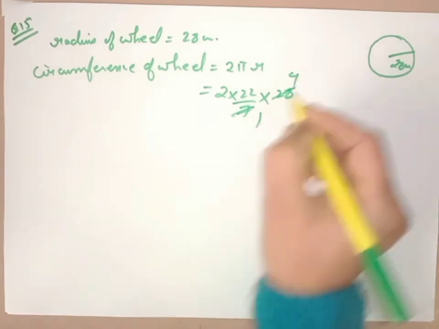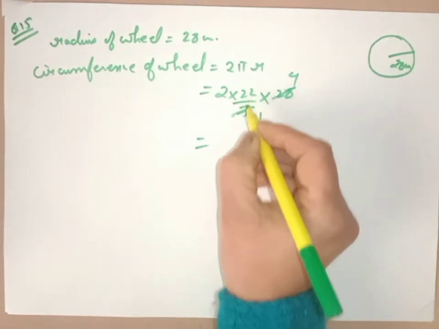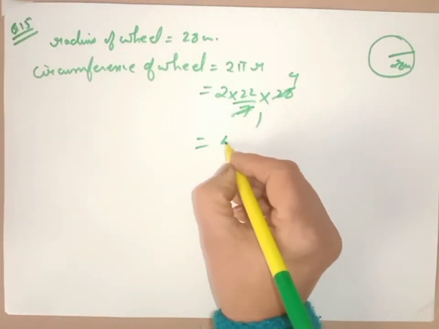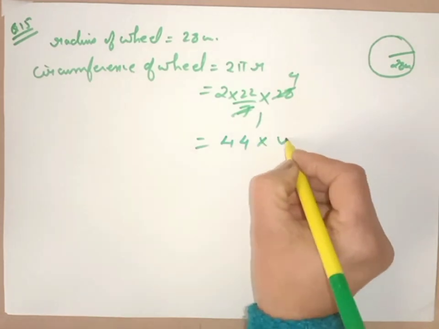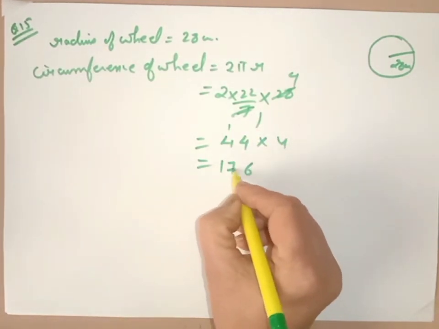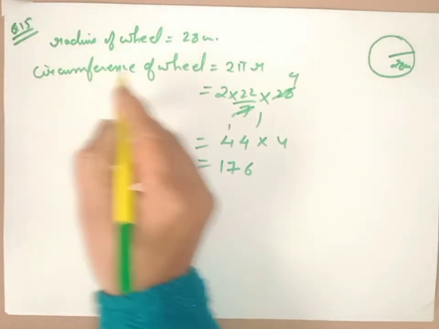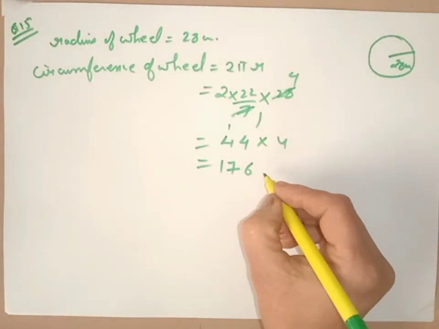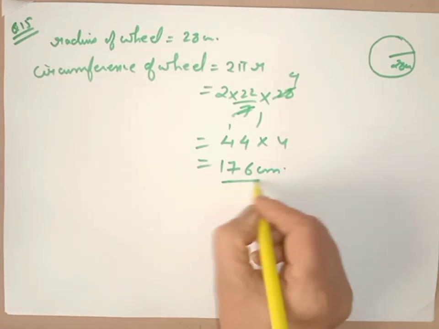7 ones are 7, 4s are 2 into 22 into 4, 44 into 4. 4 4s are 16, plus 1, 176. That is the circumference, so we can write centimeter.